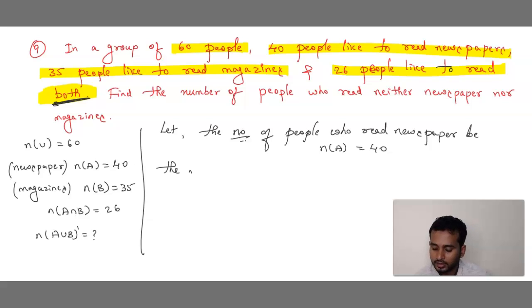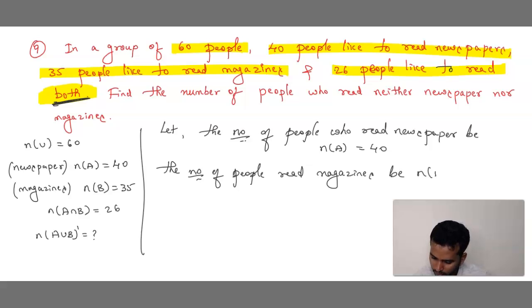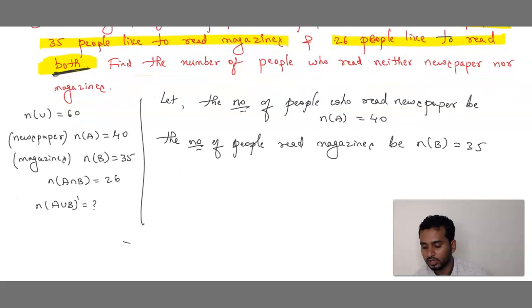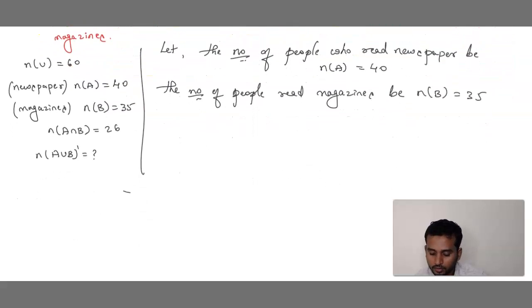Next line, the number of people who read magazines, n of B, that is equal to 35. At least these two sentences you write. Only these two sentences you can write. Now come back to the main formula. What we have to find? We have to find n of A union B whole transpose.